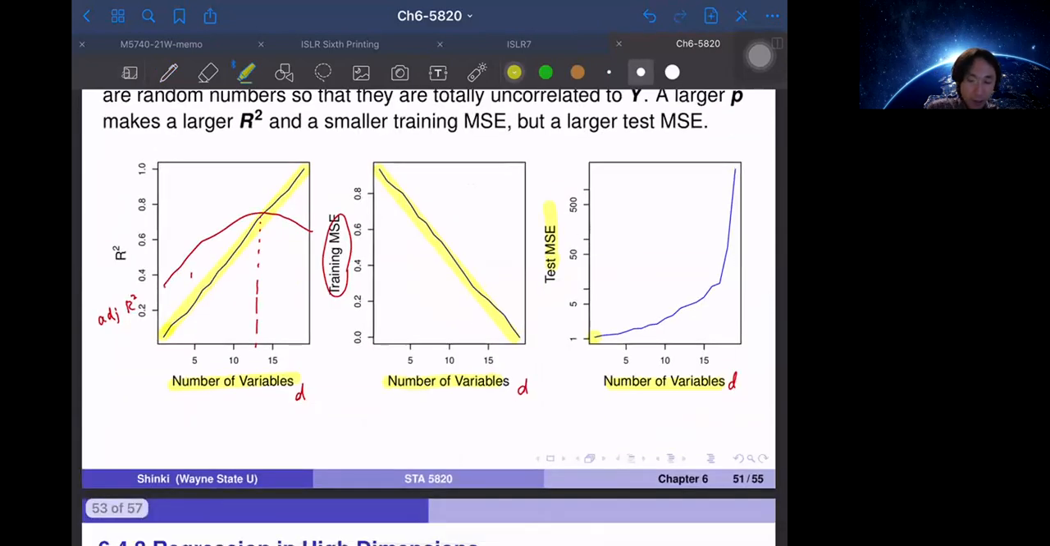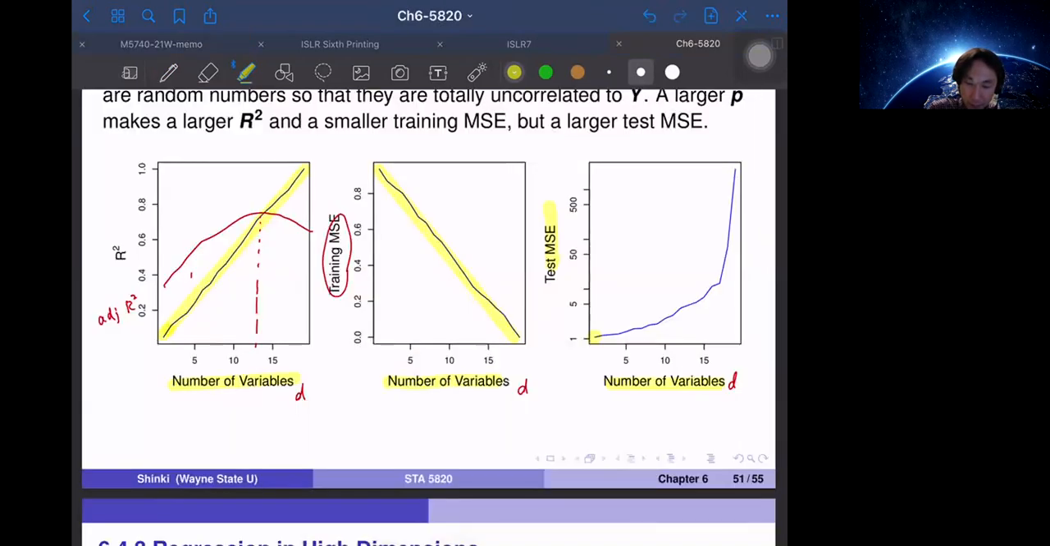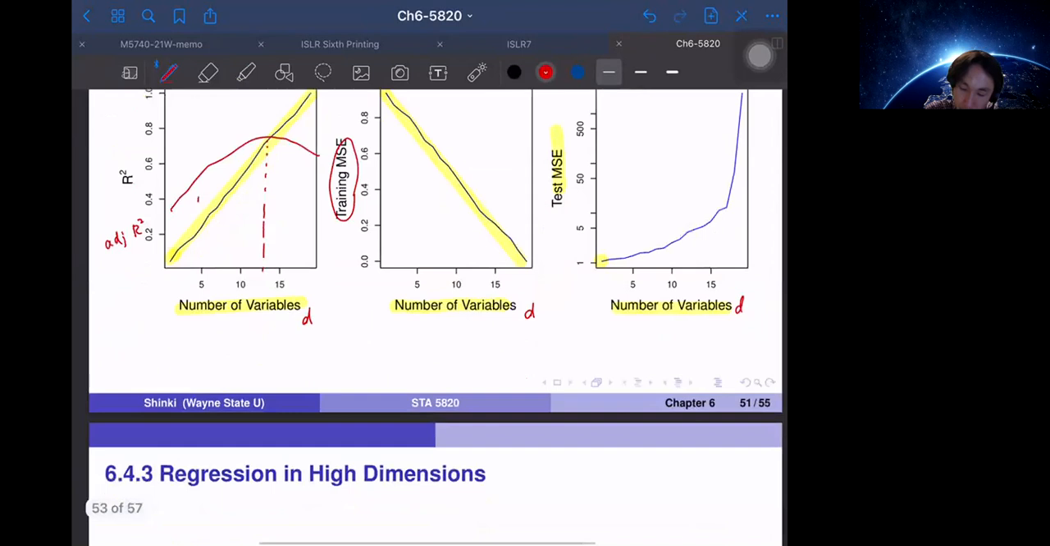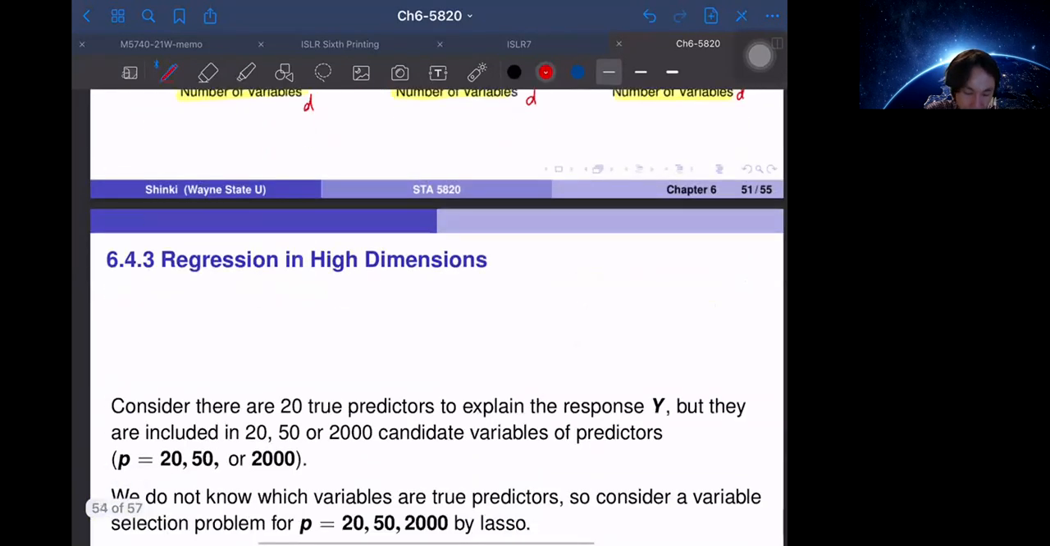So the training MSE and the R square are not good to select the model. We have to use the test MSE or the cross-validated MSE.